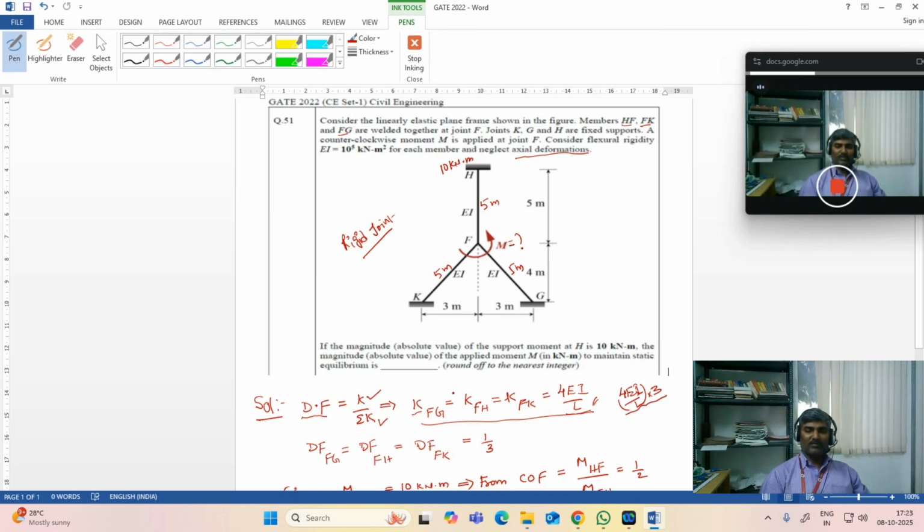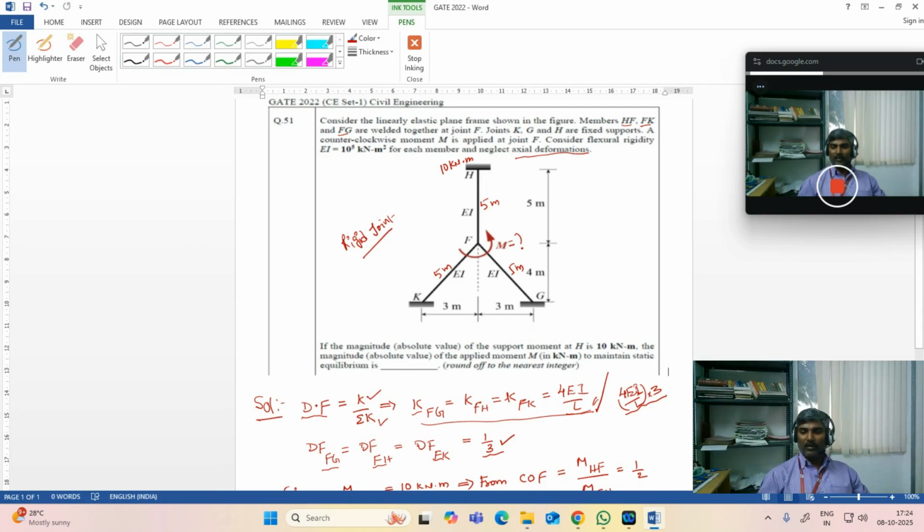So the member stiffness is 4EI by L. The joint stiffness is 3 times of that. So you get the distribution factor for each member as K by sigma K, that is 4EI by L divided by 3 times 4EI by L. So this cancels and 1 by 3 remains. So this is the distribution factor for each member.